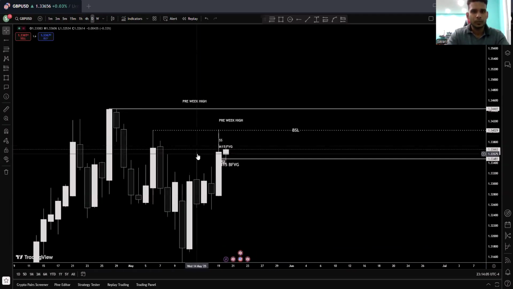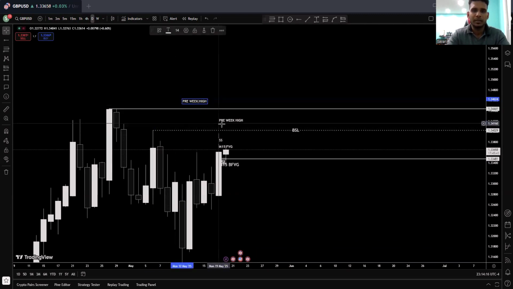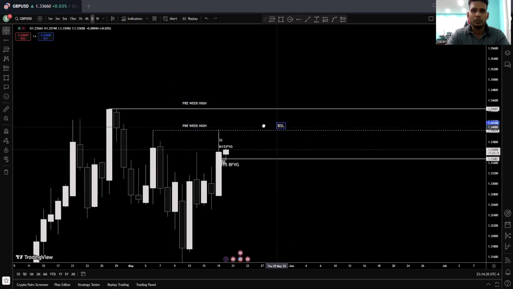So this is one significant high, and after this is going to be another significant high, and after this is going to be one more. So this is the previous week high, and this is also previous week high. So I marked it as buy side liquidity.